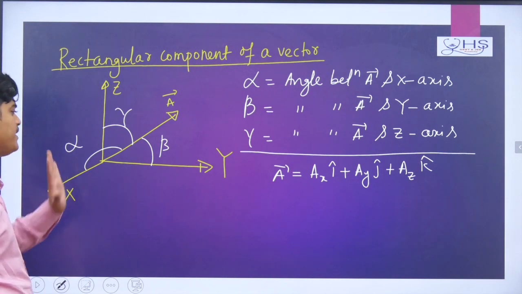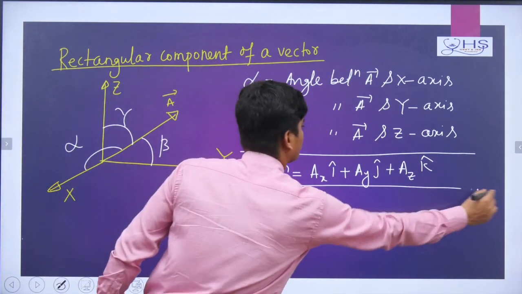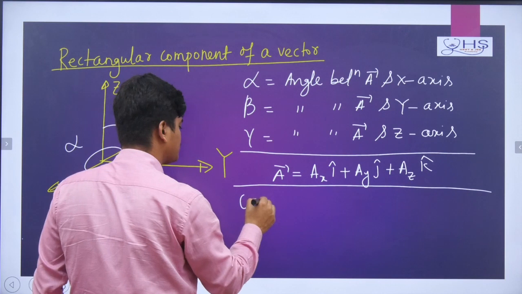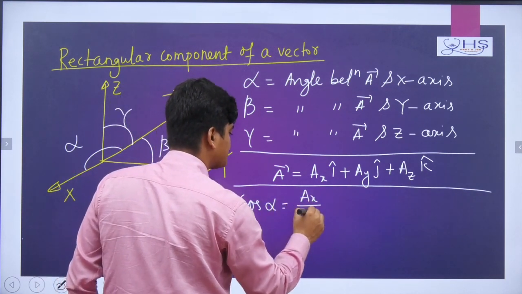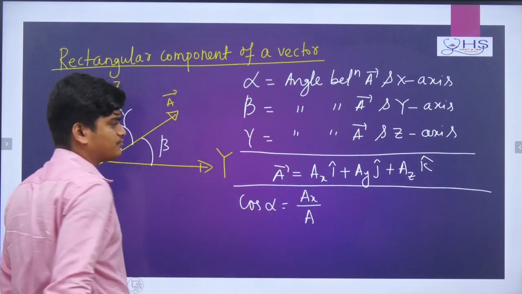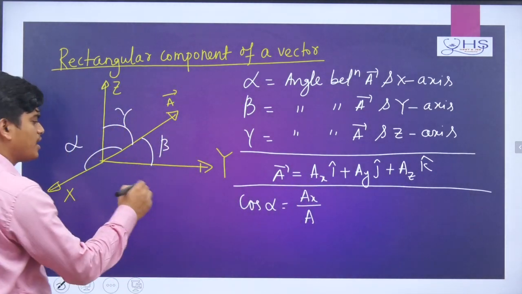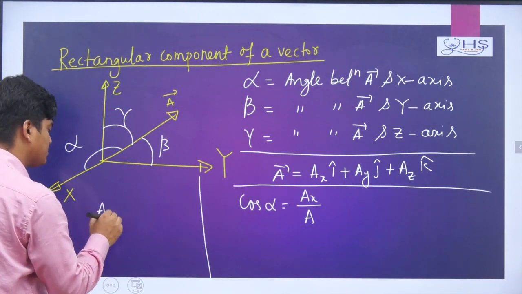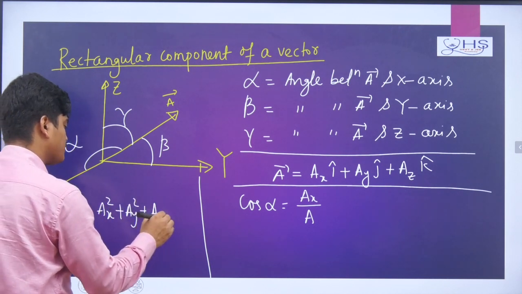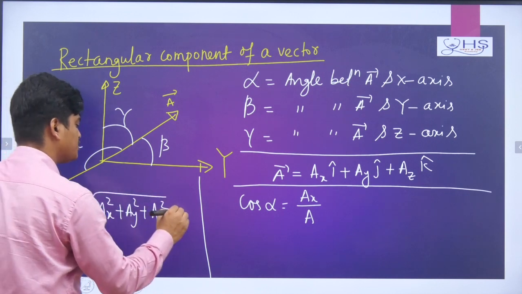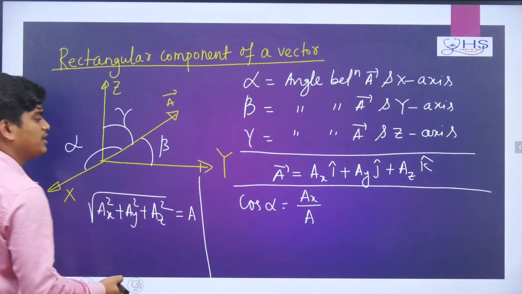Now if you want to find cos alpha, then I will basically get Ax by the A vector magnitude. So what is the A vector magnitude? It is nothing but the square root of Ax square plus Ay square plus Az square. So this is the A vector magnitude, or you can write only A.